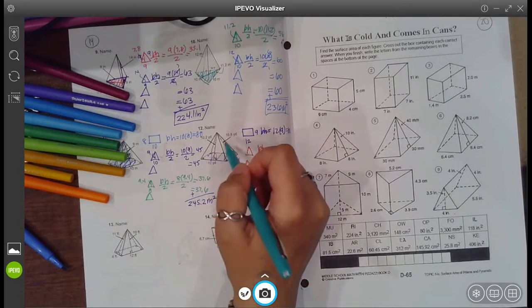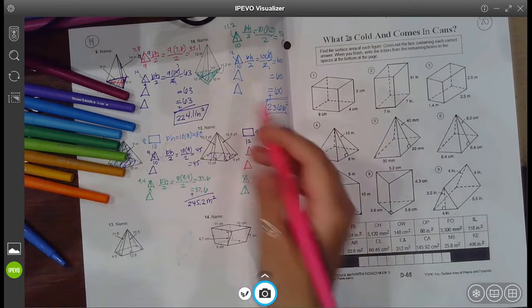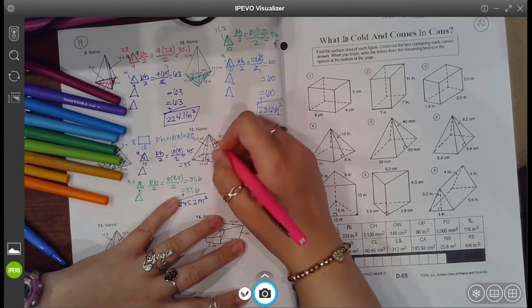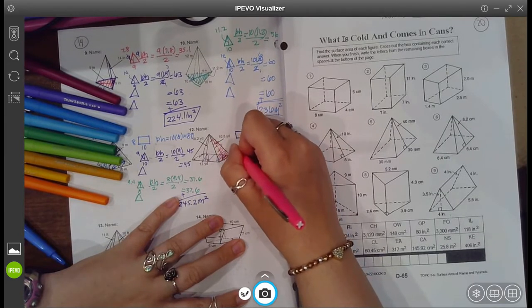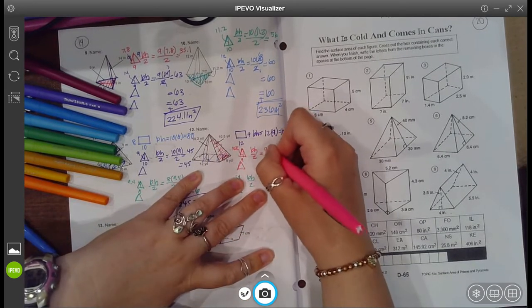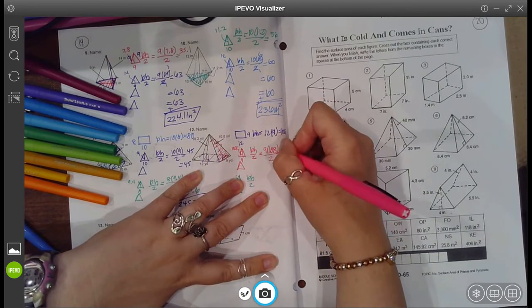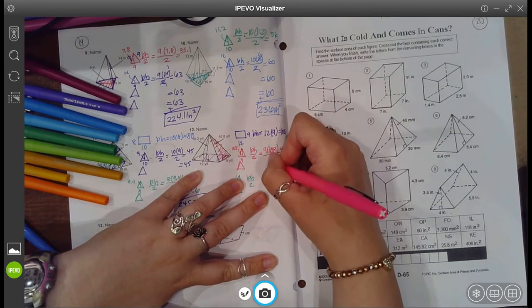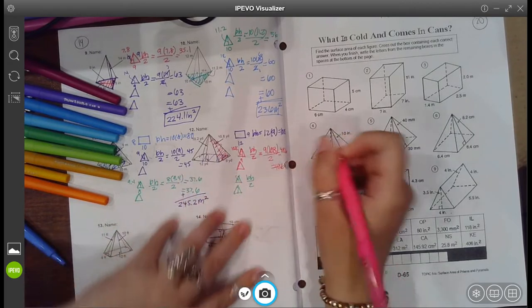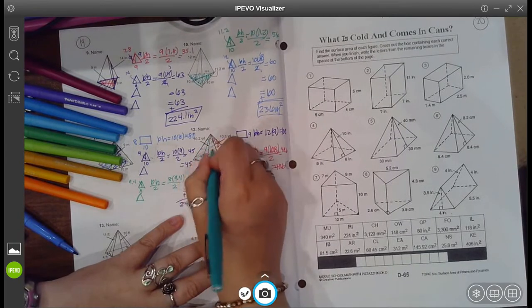Okay, whatever the front is, the back is going to be the same, and whatever the right is, the left is going to be the same. So let's focus on right here, this guy. It has a height of 10.8, and that height connects down to a base of 9. So 9 times 10.8 divided by 2. Type that into your calculator, and you should get 48.6. Now, whatever the right is, the left is going to be the same. So another 48.6.